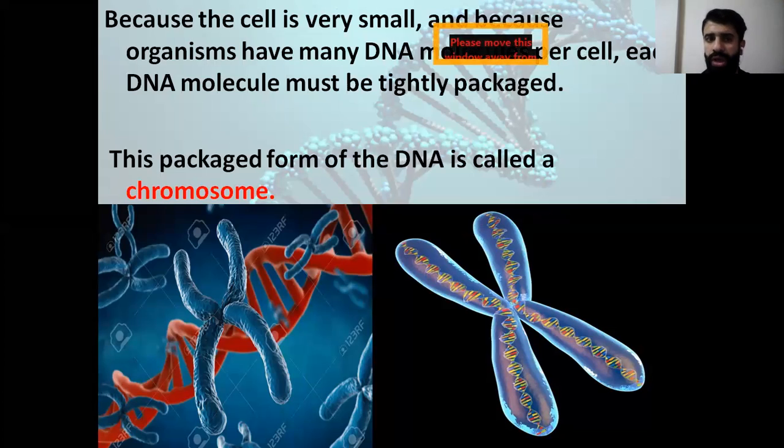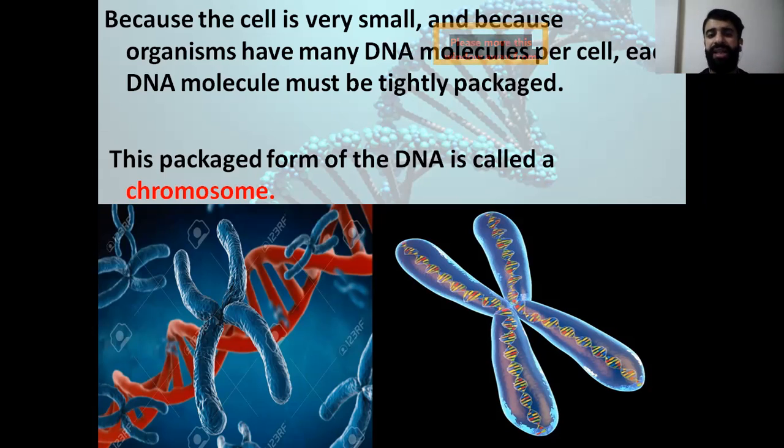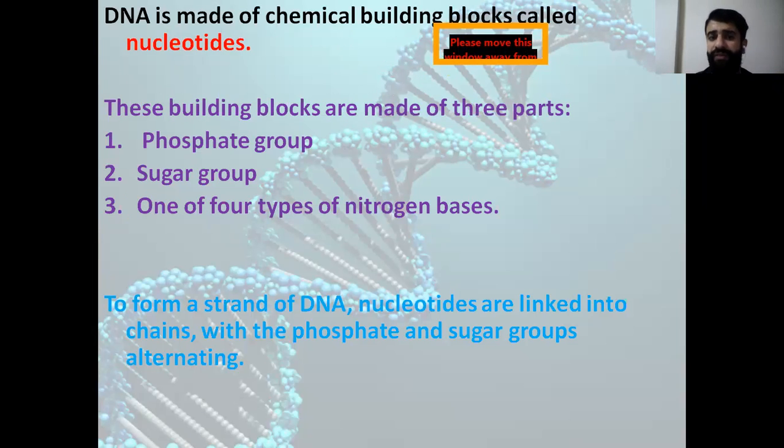Because the cell is very small and the organism has many DNA molecules in the cell, each DNA must be tightly packed. This packaged form of the DNA is called the chromosome. So the chromosome represents the tightly packed form of the DNA. It's called the chromosome, this X-shaped structure. You have to pack them tightly, and this is the form of DNA which is called the chromosome.